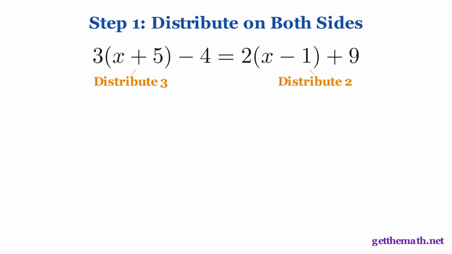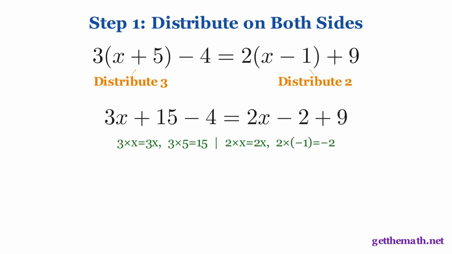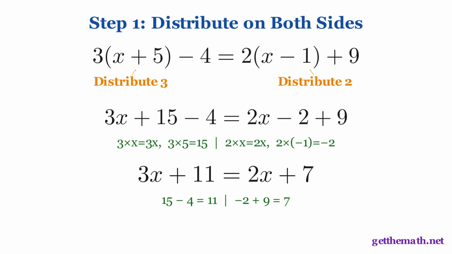Step 1, distribute on both sides. On the left side, 3 times x plus 5 minus 4. 3 times x is 3x. 3 times 5 is 15. So the left side becomes 3x plus 15 minus 4. We can simplify that right away. 15 minus 4 is 11. Left side is now 3x plus 11.